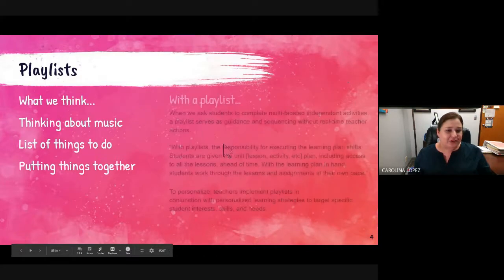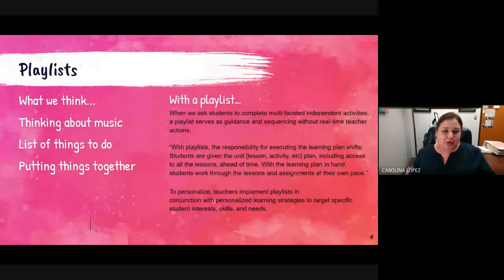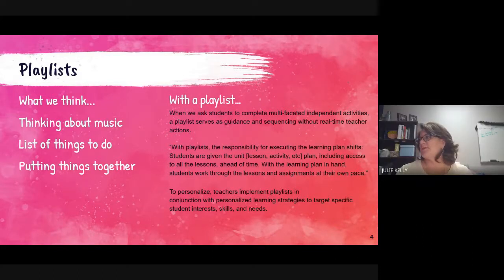But Mrs. Kelly is going to draw your attention to what we see on the right-hand side of the screen. Okay, so this is more of a contextual response. With a playlist, we ask students to complete multifaceted independent activities, so I'm hearing a little bit of connection to what some of you mentioned. A playlist serves as guidance and sequencing without real-time teacher actions.